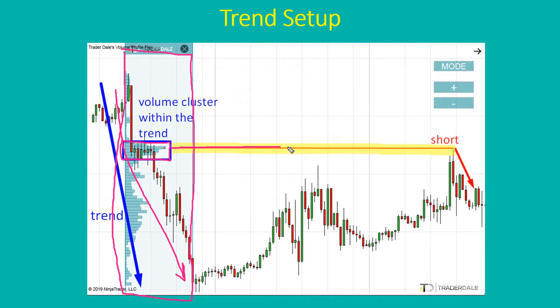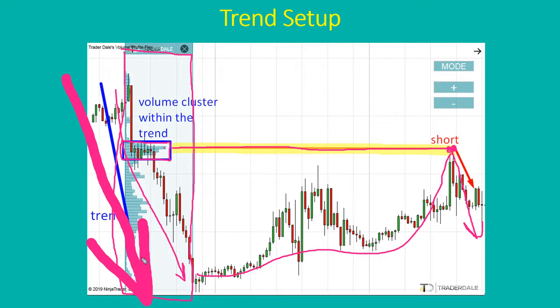So what you do is you draw a line, wait for pullback. When the price hits this level, you enter in the direction of the trend. In this case, it was a downtrend, so you'll be entering a short.